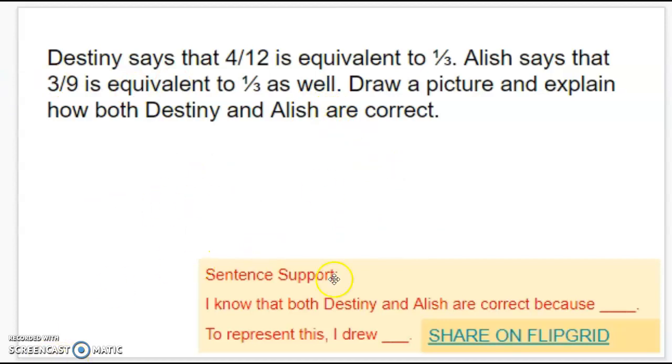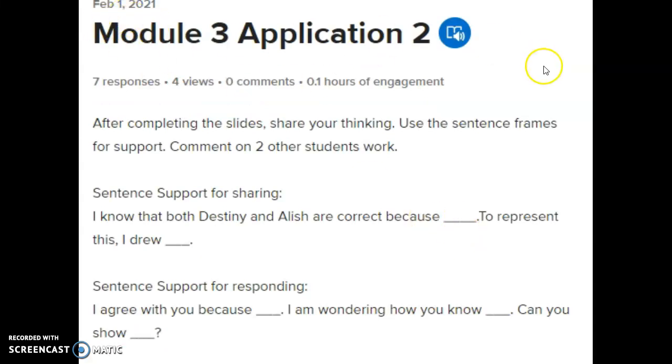Let's jump over to Flipgrid real quick so I can walk you through the sentence frames there. So here is your Flipgrid expectations, module 3, application 2. You can click this to have the problem read to you. After completing the slides, share your thinking. You can use the sentence frames. These are the same ones that I shared with you on the deck. And you're also going to respond to other students.